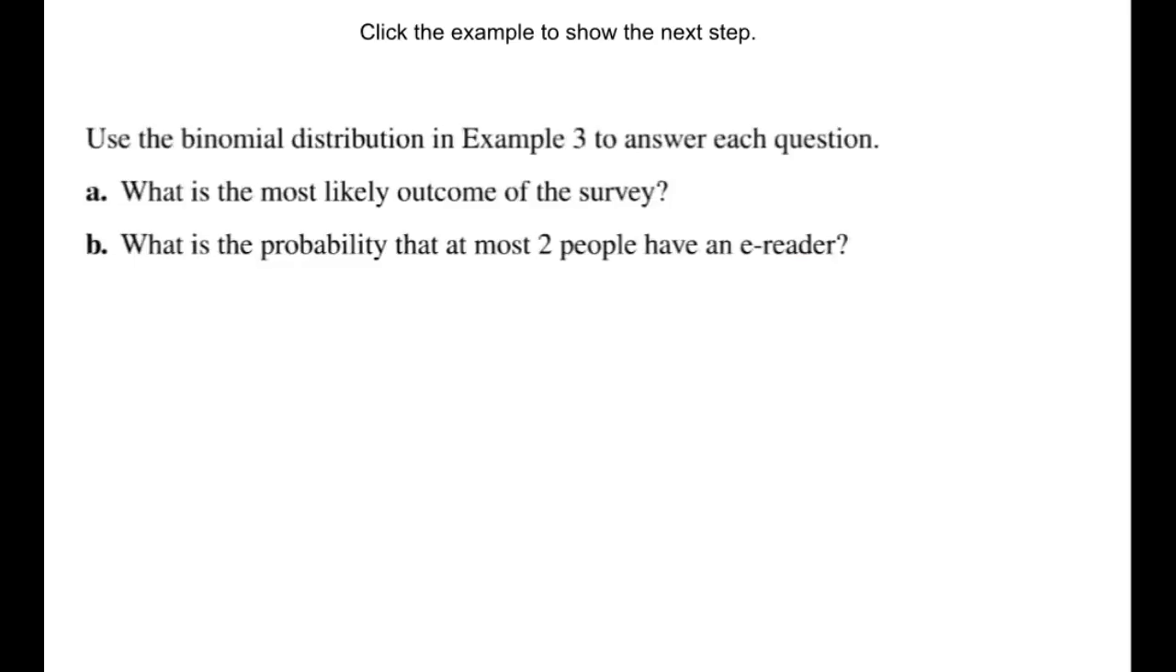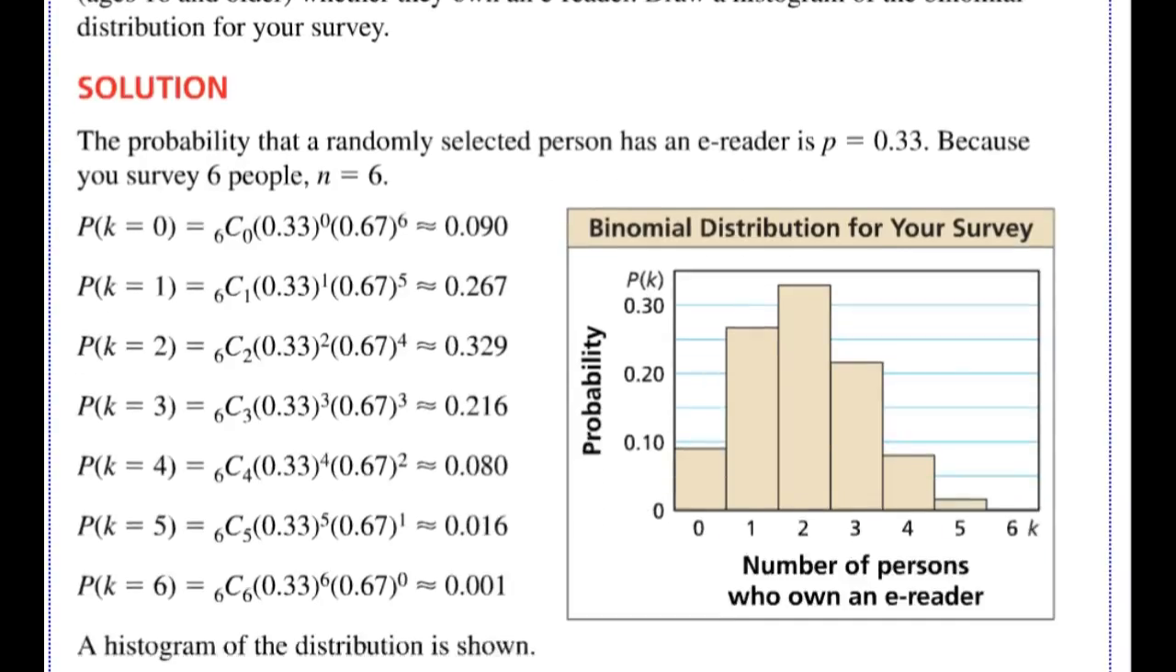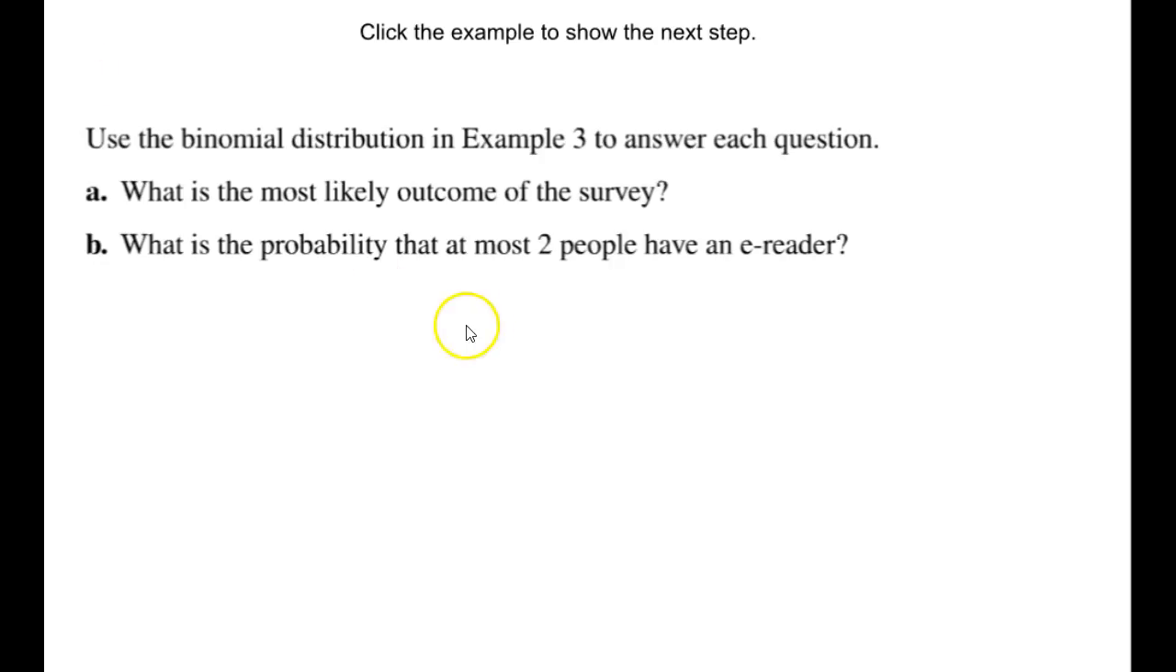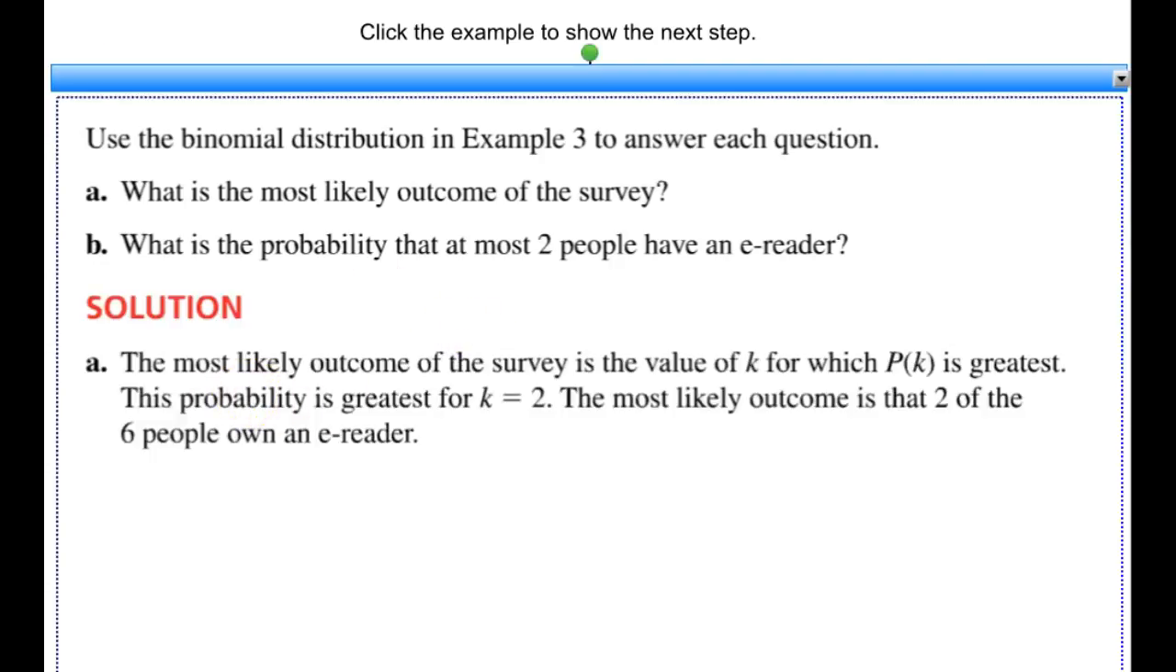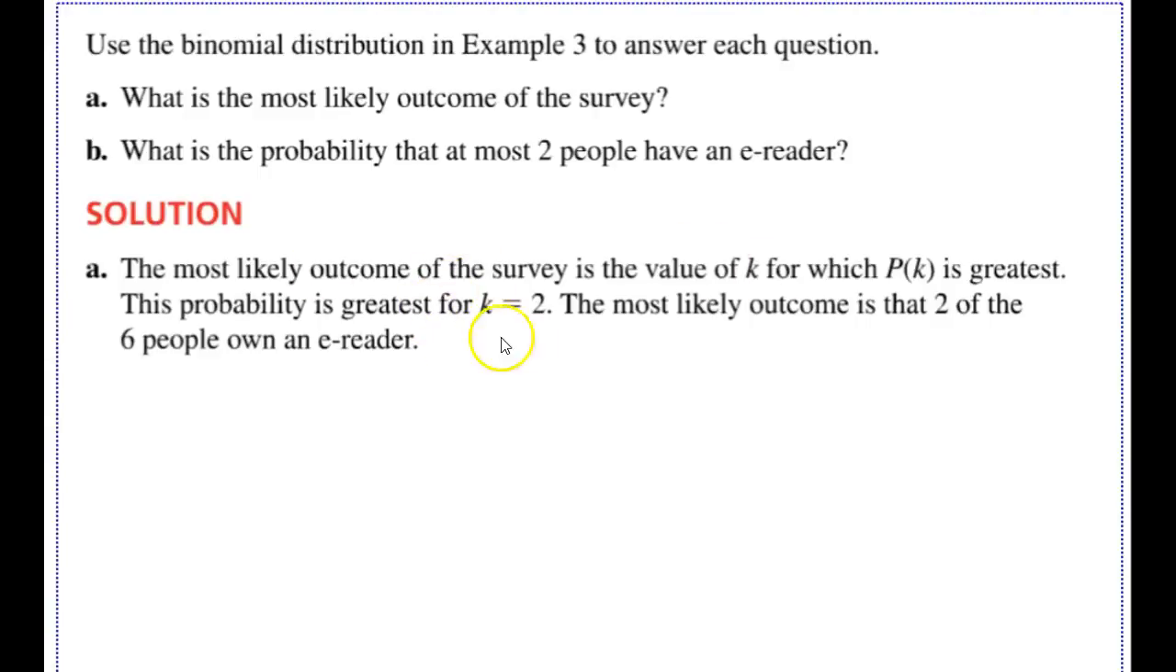Okay, so now we're going to be interpreting that binomial distribution. This is example number 4. We're going to be using that binomial distribution to answer each question. What is the most likely outcome of the survey? If I look back at my probabilities or my histogram, that can tell me all the information that I need. The most likely outcome is greatest for k equals 2, so 2 people out of the 6 that I survey have an e-reader. That's just my most likely based on the data that I found before.